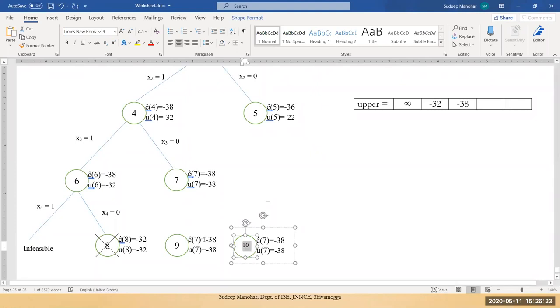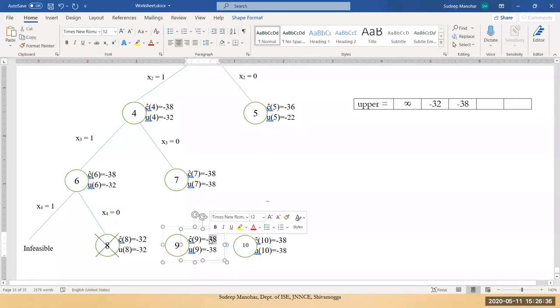This is U of 10. This is C of 9. This is U of 9. This is C of 10. This is U of 10. Now calculate the same. Before that, write the branches.